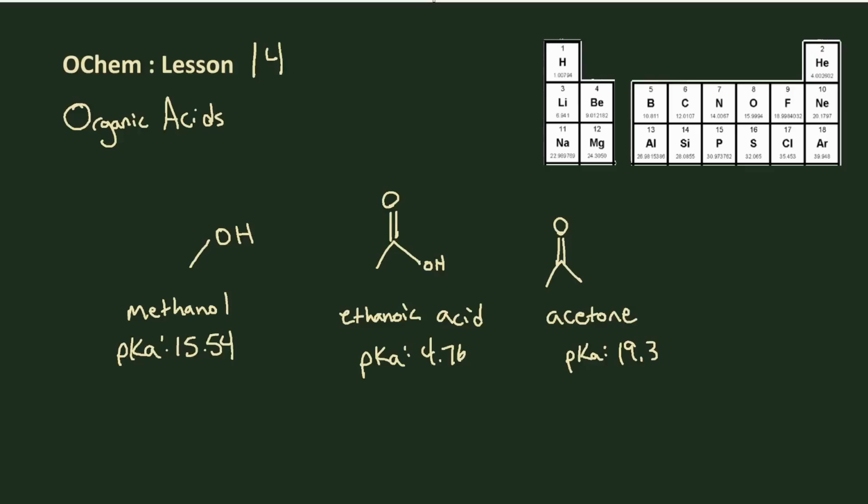For lesson 14, let's talk about organic acids. I've given you a few here. They're common, so we're going to get used to them. And I've given you the pKa values because we talked about what that means in the last lesson. The higher the number pKa, the weaker the acid, and the stronger its conjugate base.